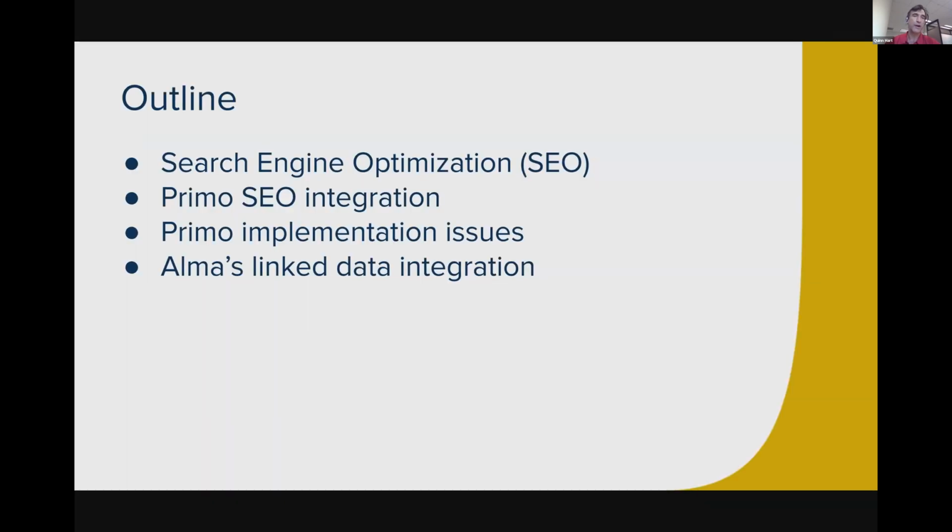So there'll be four major components that I want to talk about. First is just a brief overview of search engine optimization, which I'll hopefully just call SEO from now on. And then I'll go into how it's actually integrated in Primo and how you set it up and how it works. And then from there, I'll talk about some of the detailed implementations of how Primo implements SEO and how it can affect some uses of it. And then I'll have a brief discussion about Alma's linked data integration as well, which is kind of a partner type of thing.